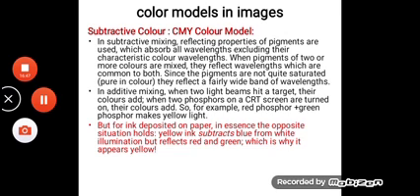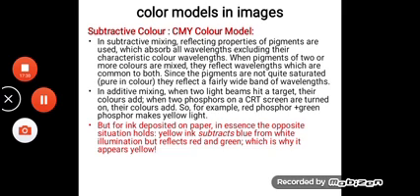So I'll read this again. In subtractive mixing, the reflecting properties of pigments are used, which absorb all other wavelengths excluding their characteristic color. Let me quote another example. If red color dots fall on the white sheet, then the green and blue colors will be absorbed and red will be reflected, so that the reflected color strikes the human eye and it recognizes the color as red. And that is how this subtractive mixing color model, that is the CMY model, is all about.